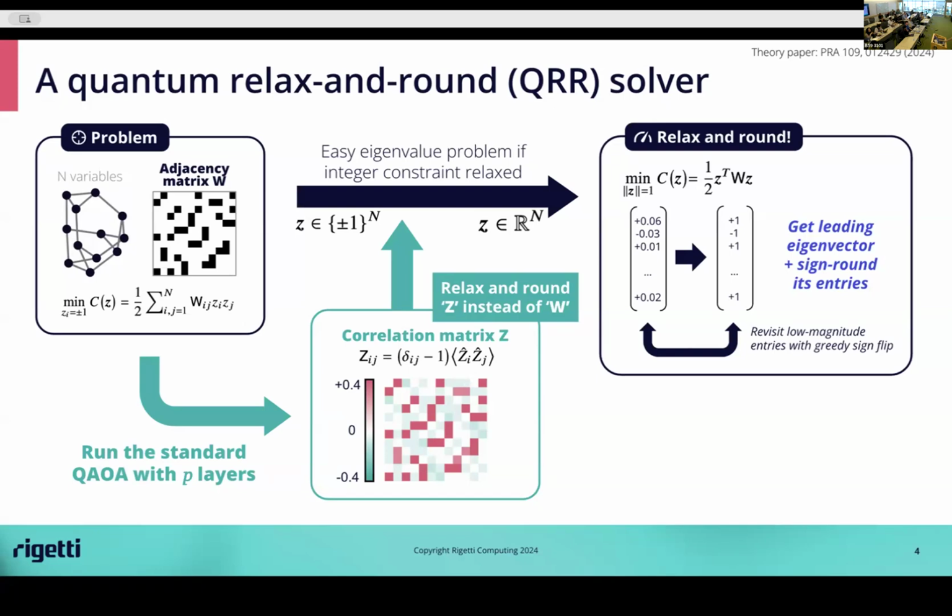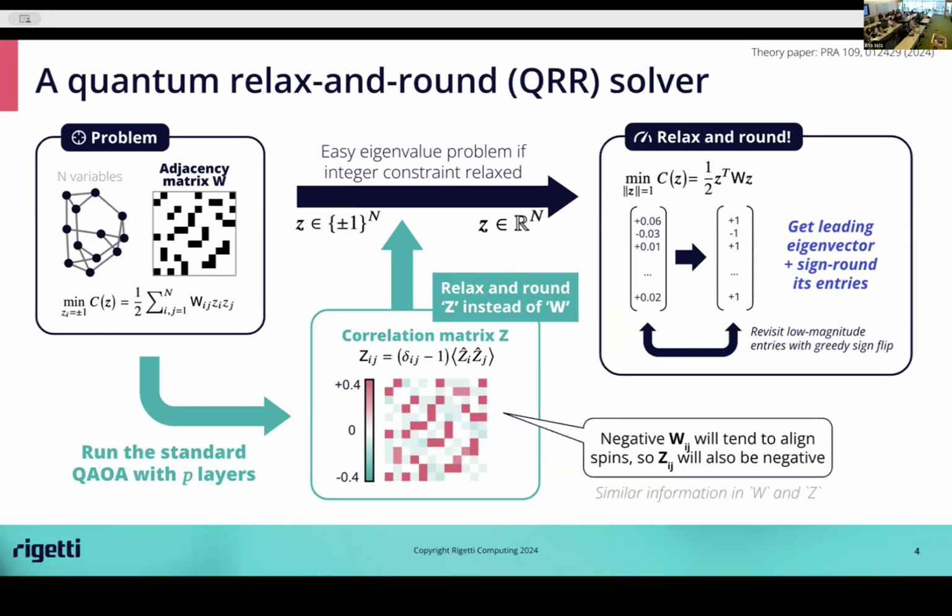We don't really have time to explain why that would make sense, but we can prove some rigorous results showing why it works, like in some limit having performance guarantees. But some intuition as to why it doesn't give anything totally random is that if you think very locally in your system, where you have a W_ij which is negative, naively you can imagine that it's going to tend to align your two spins to minimize the energy. And so when you build this correlation matrix, if your two spins are aligned, it means that the Z_i Z_j will also be negative. And so W_ij and Z_i Z_j kind of have the same information in the end.